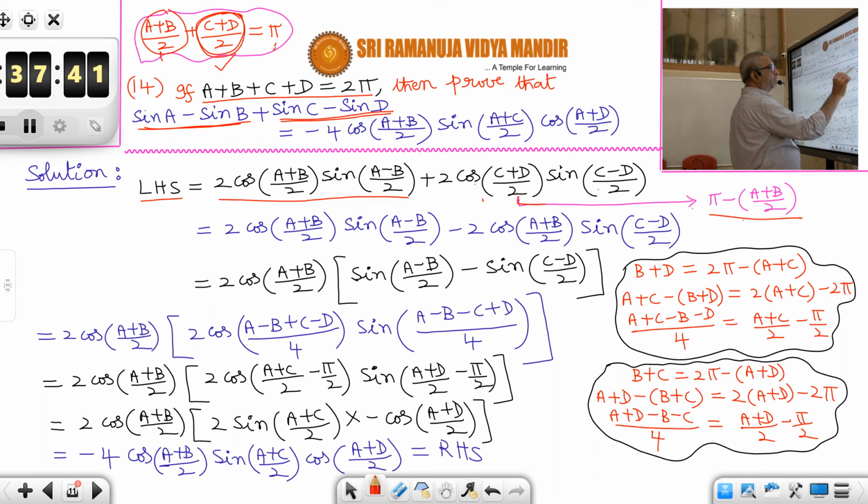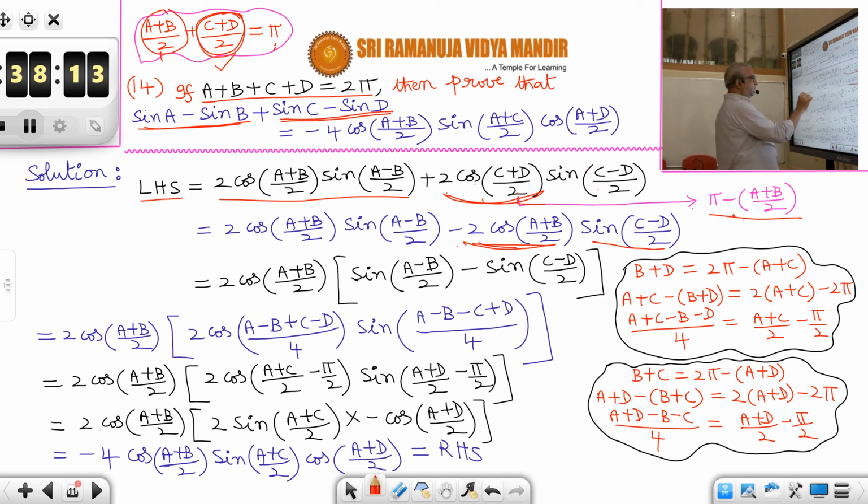But what is cos pi minus theta? Cos pi minus theta is minus cos theta. So this term 2 cos c plus d by 2, in the next step it is becoming minus 2 cos a plus b by 2. Okay. Cos 180 minus theta is minus cos theta. So minus 2 cos a plus b by 2. So next factor sin c minus d by 2, no change. Others also no change. First term no change at all.